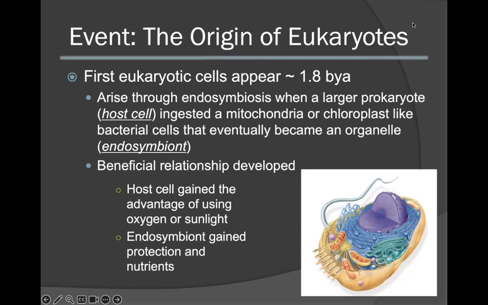When this occurred multiple times within multiple different cell types, a beneficial relationship occurred. The host cell gained the advantage of using oxygen, which was then considered toxic, or using sunlight as an energy source, and the endosymbiont also gained an advantage by gaining protection as well as access to nutrients.